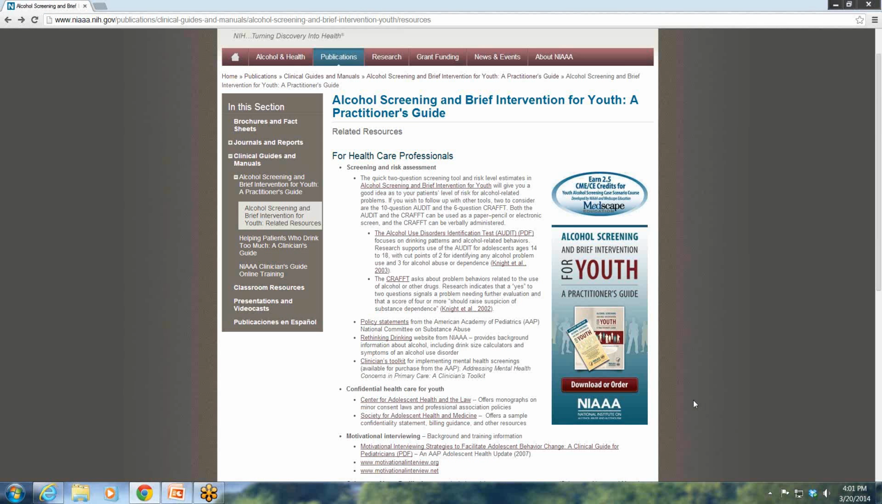But there's more on this website than just a way to order the brochures themselves. Let's take a look at some of those things. The first thing the website points out is the kinds of screens that can be used with younger people. It's important to note that there are screening devices in the guide itself that can be used with children as young as 9 years old. But for adolescents, the use of the Alcohol Use Disorders Identification Test, the AUDIT, or the CRAFFT are both acceptable.